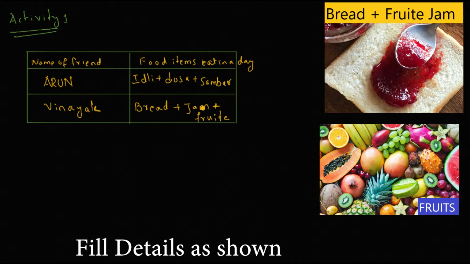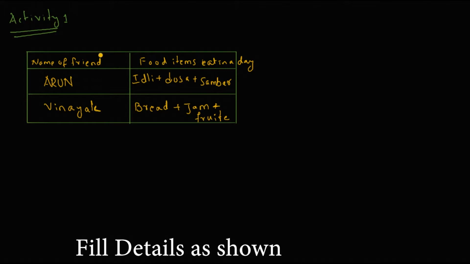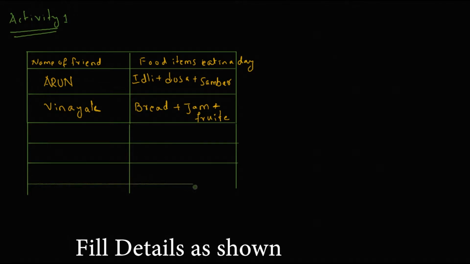So this is the table I'm going to show you, and along with that, this is an activity for you. I request you to create one more table, the same kind of table, and add one more column like this. Prepare a few more details from different friends. Check with different friends and update at least 10, totally 10 members. That is the activity for you. Ask your friends what they ate, and fill it here.